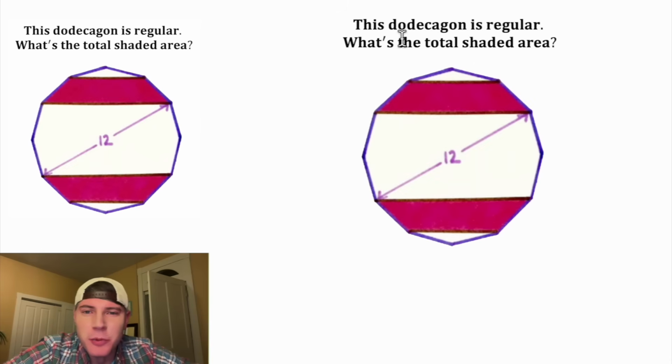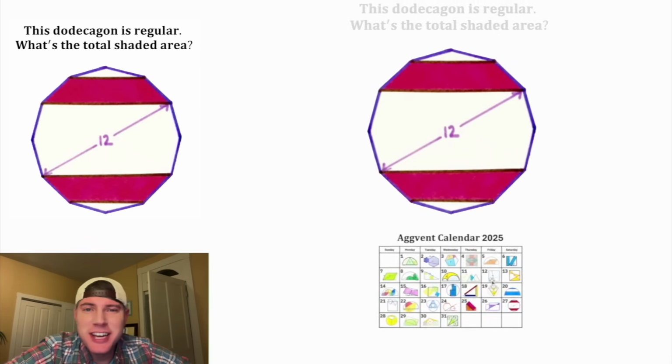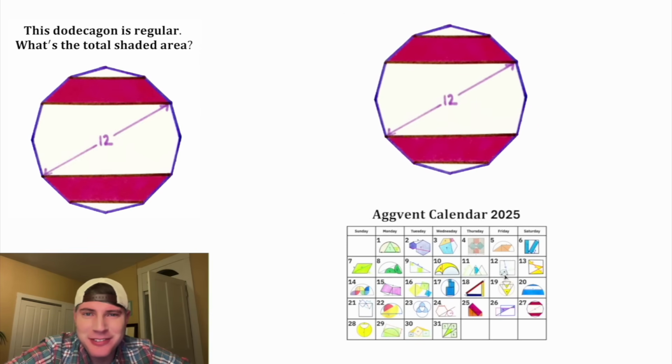Hey guys, this looks like a fun one. It says this dodecagon is regular, and it wants us to find the total shaded area, the area of these two trapezoids. This is day 27 of the 2025 Advent calendar. And if you want to try this one, pause it right now because I'm going to solve it in 3, 2, 1.